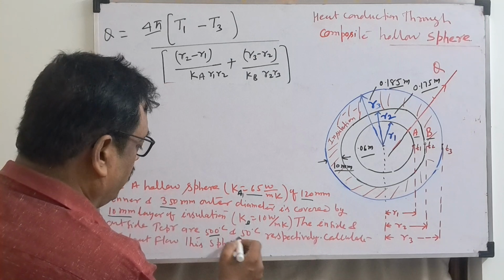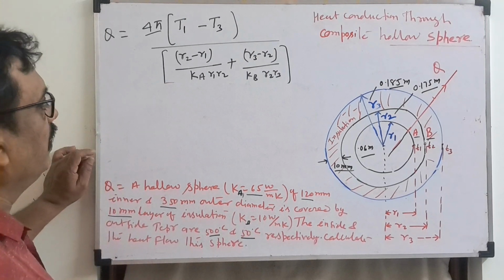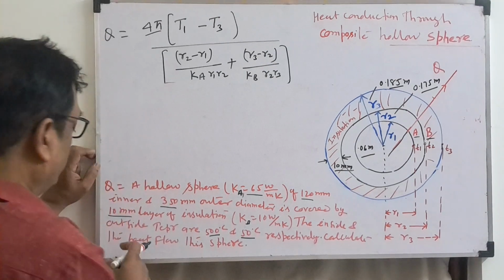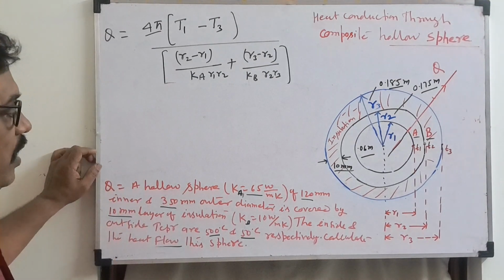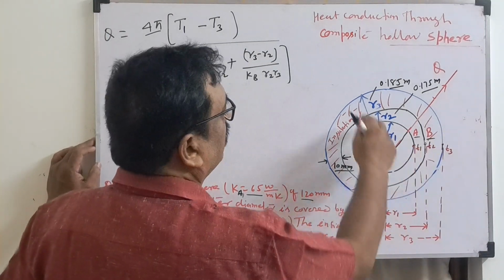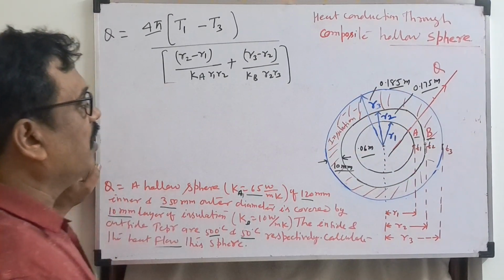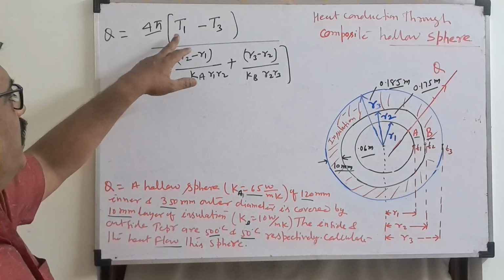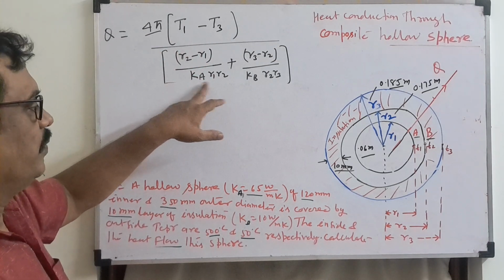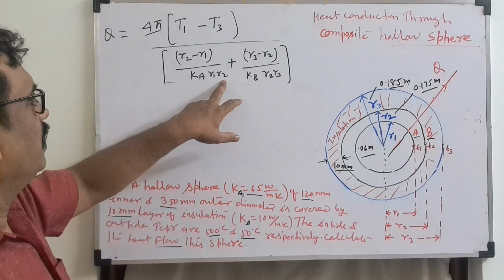Inner and outer temperatures they given, 550 degrees and 50 degrees respectively. Then they are asking for the heat flow rate. So see, R1, R2, R3, these are the radii I have taken, and all the data I represented here. Only one formula will be there: 4 pi (T1 minus T2) divided by (R2 minus R1) over the thermal conductivity of the composite, with R1, R2 radius.